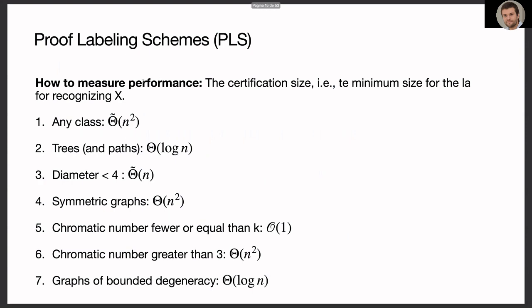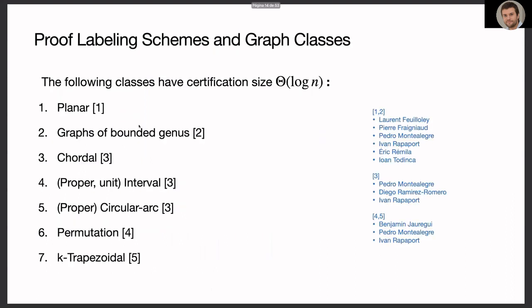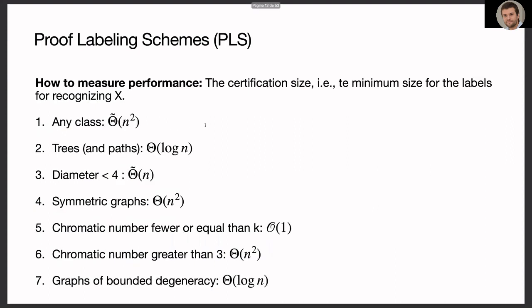So, how do we measure the performance? We measure the performance in terms of the certification size. This is the minimum size of the label that can be used to recognize a class under the conditions that I gave. Obviously, to recognize any class or any property of a graph, if you want to recognize any class of graphs, you can just give the whole graph to every vertex, and then they can check by themselves.